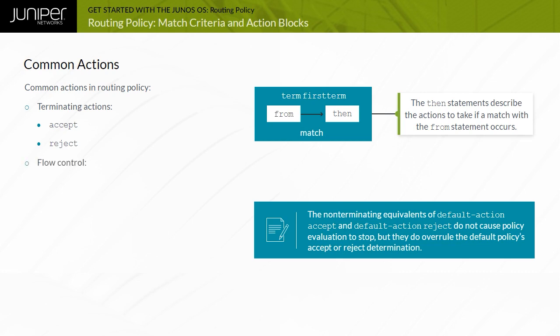Other common routing policy actions affect the flow of policy evaluation. The next term and next policy actions cause Junos OS to evaluate the next term or next policy, respectively. Other common actions modify protocol attributes, such as BGP communities, route preferences, and many others.